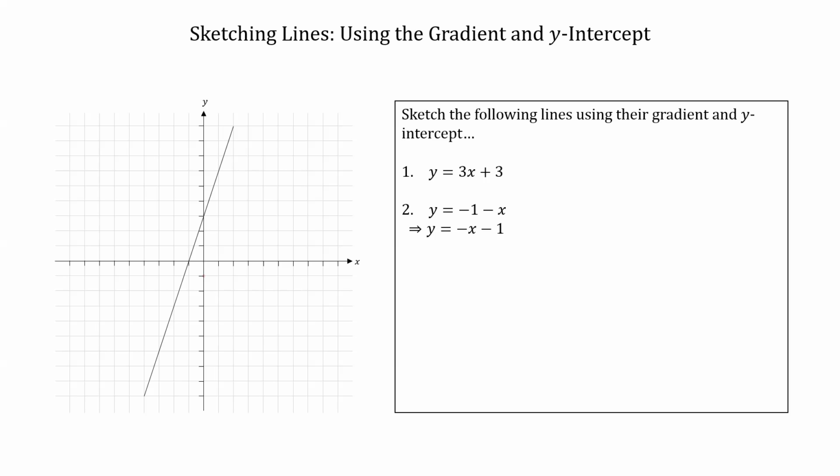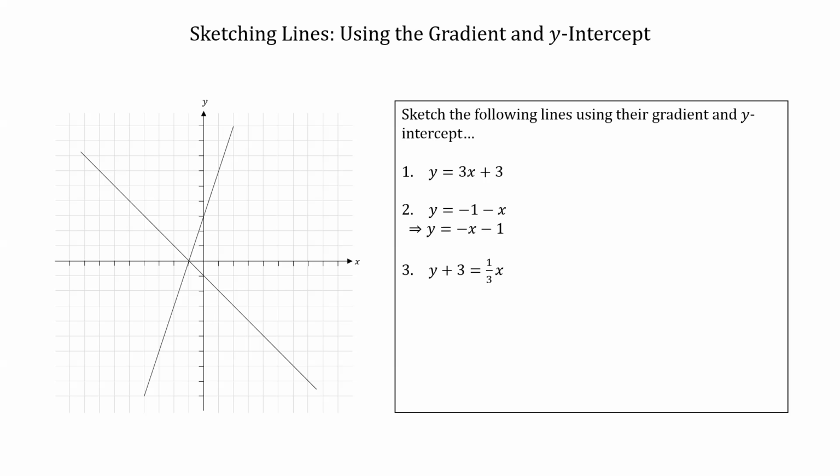So again, we can put a point on the y-axis at minus 1. And the gradient, the number in front of the x, is once again minus 1. So that's telling us that as we increase x by 1, y decreases by 1 because we have a negative gradient. So if we go 1 along the x-axis and 1 down the y-axis, we get to this point. So this is our line. We can try a third example now.